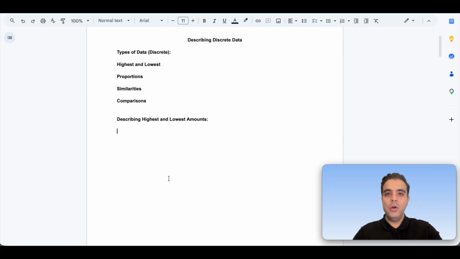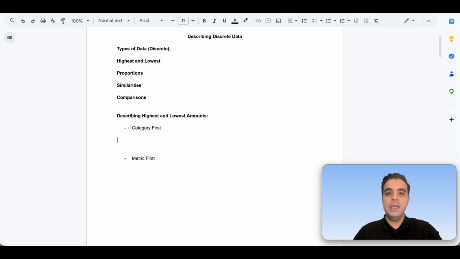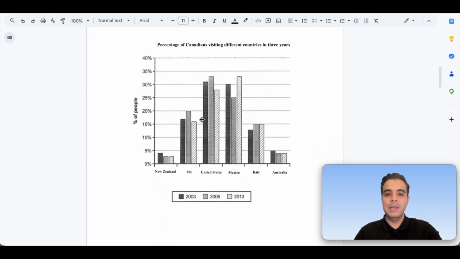Okay, so there are two categories of structures which we can use for describing highest and lowest amounts. The first one we're going to call category first, and the second one we're going to call metric first. So we have category first structures and metric first structures. Let's start with the category first structure, and it looks something like this.